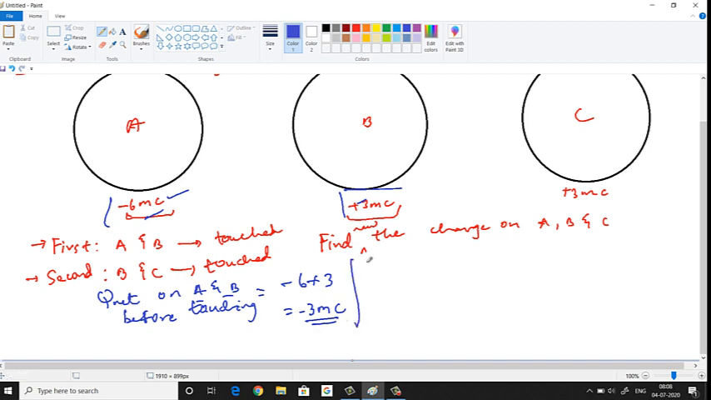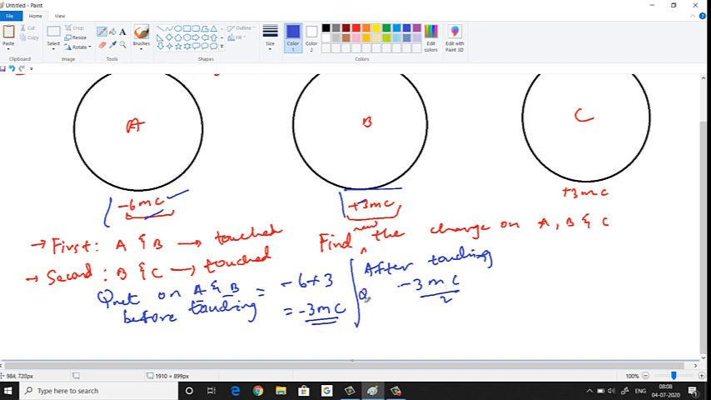Then this charge is going to distribute equally after touching. So after touching, what is going to happen? Minus 3 coulombs is going to distribute equally. Equally means what? Half. Okay, so 3 by 2 minus coulomb.